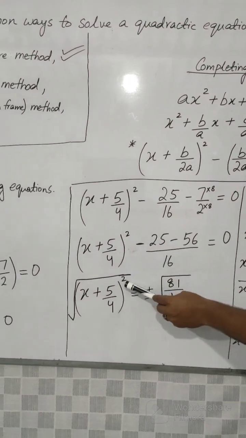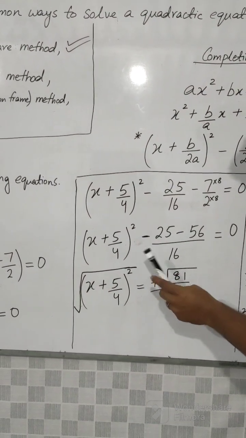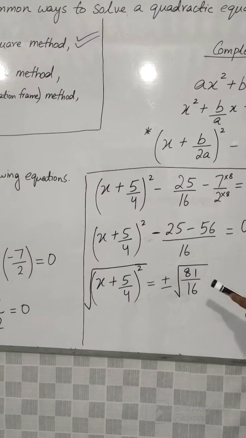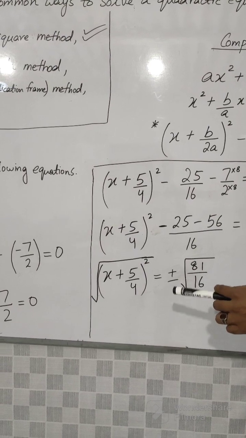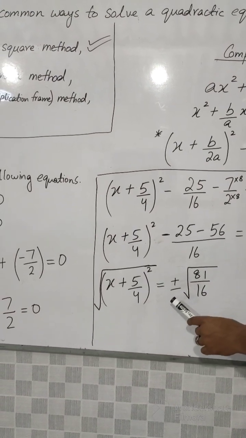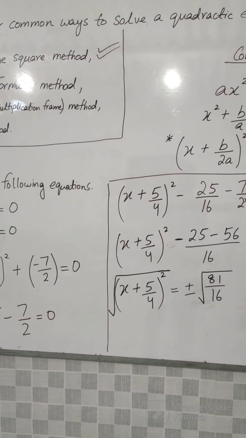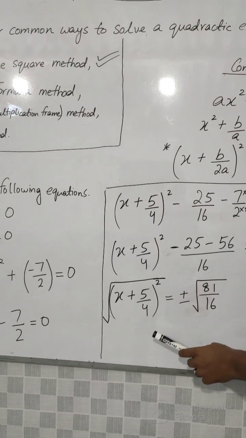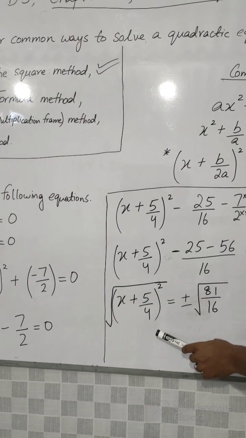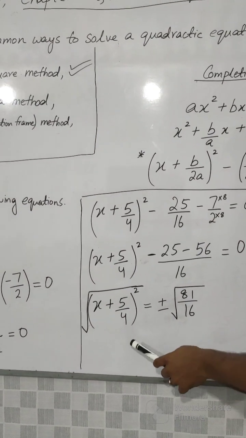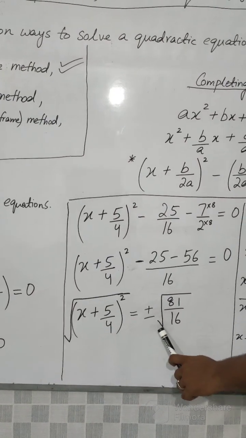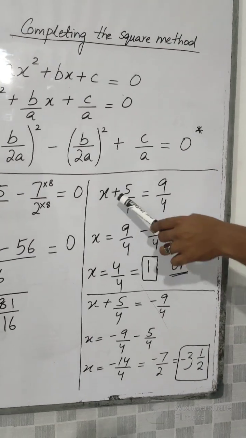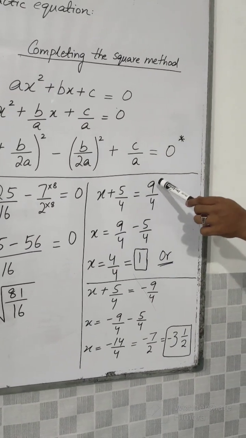There was a square here, so in order to remove this square, you have to square root both the sides. When square rooting both sides, you will be getting two values for a quadratic equation. Most of the time you will be getting two values when solving a quadratic equation. After you have square rooted both sides, you are left with x + 5/4 = 9/4.